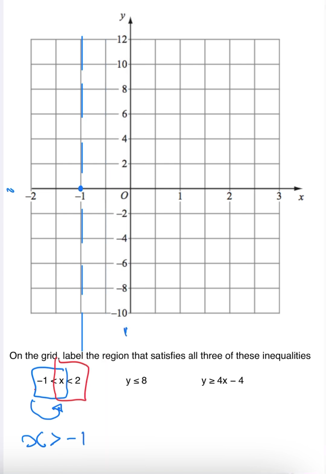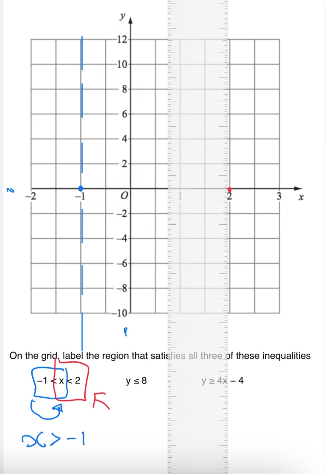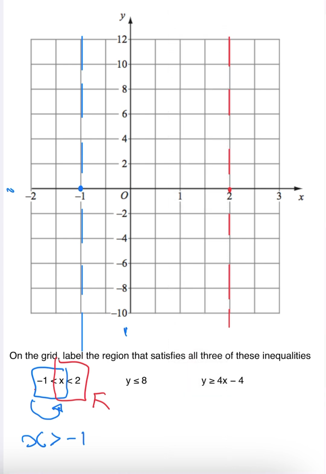And on the other side, we have x is less than 2. So we can just think of that as, where is x equal to 2? This is x equals 2, so we need another vertical line. And because it's less than and not less than or equal to, again, we have a dashed line. And x is between them.